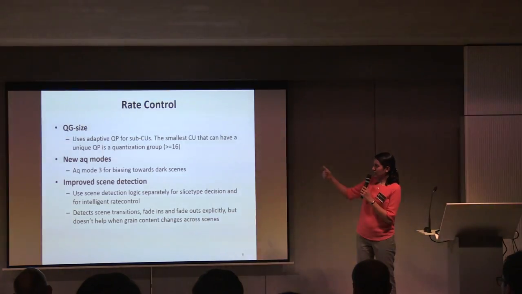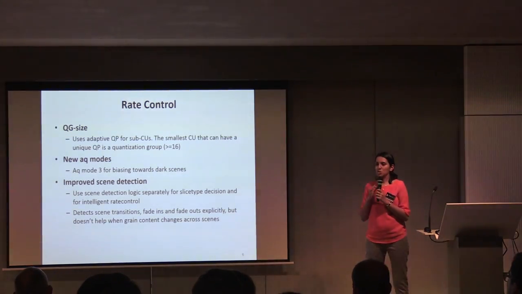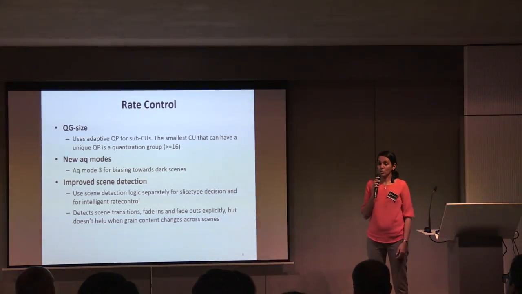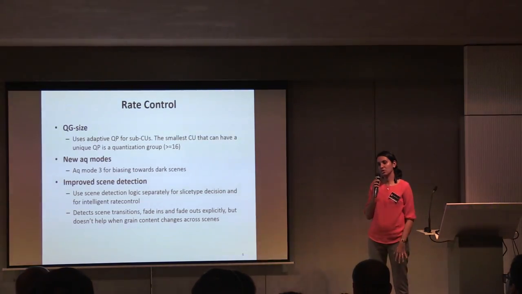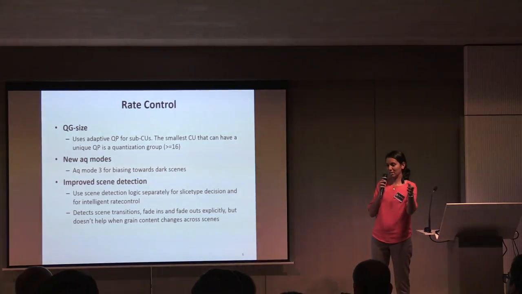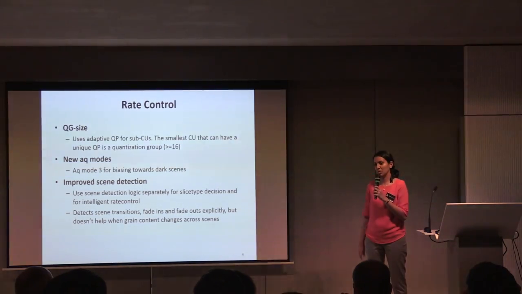In x265, we have restricted it to 16 because we find there's pretty much no advantage going below 16. The default is around 32 because that's where the penalty of sending additional delta QP bits overrides the benefits from adaptive QP.